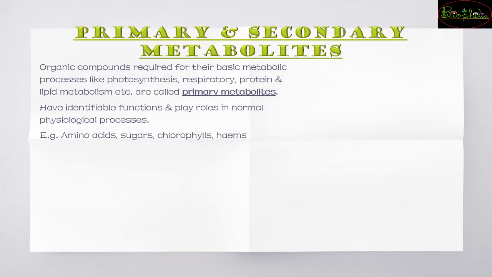Now let us see about the primary and the secondary metabolites. Primary metabolites क्या होते हैं? These are the organic compounds जो directly basic metabolic processes से आते हैं. For example, photosynthesis से you are getting sugars like glucose, whereas respiration releases carbon dioxide. That is the first primary metabolite. Now these primary metabolites are helpful for the identification of the function and also the physiological processes. For example, amino acids, sugars, chlorophyll or hemes are primary metabolites.